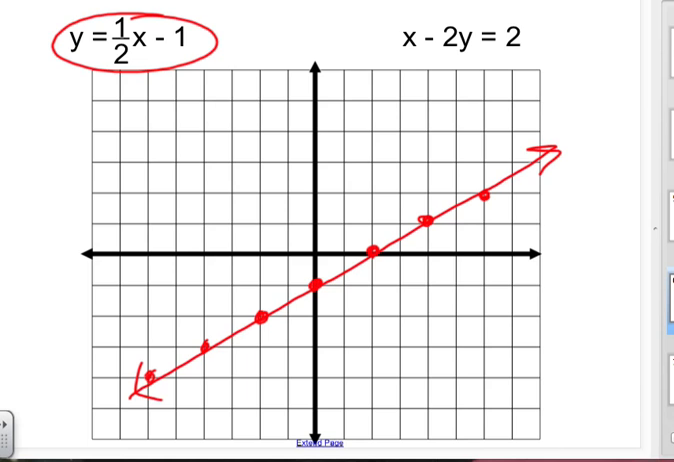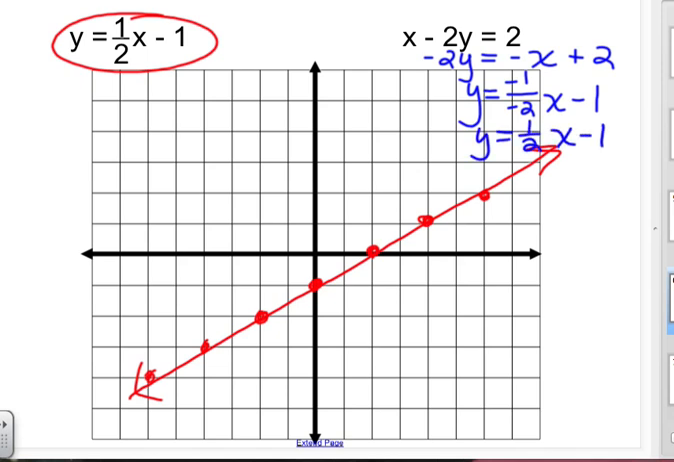Now, this guy that I'm going to do in blue, we have to do some work to him. He's not in good form. So I'm going to send the x over to the other side. So I'm going to have a -2y equals a -x plus 2. Divide by -2 all the way across. Y equals -1 over -2x minus 1 when I divide by -2. So now y equals 1/2 x minus 1.